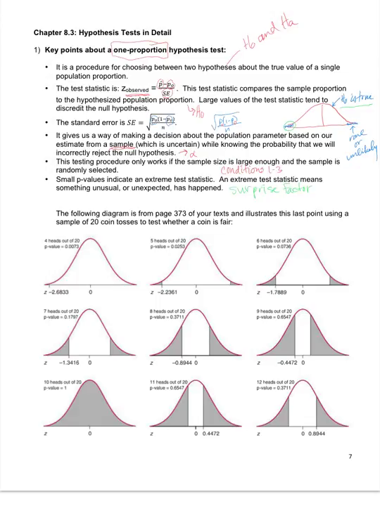All right, below we have a diagram which is from page 373 of your text and illustrates this last point using a sample of 20 coin tosses to test whether a coin is fair. So a hypothesis test to test whether a coin is fair would probably have the null hypothesis with the proportion equal to 1/2 or 0.5, and an alternative hypothesis with p not equal to 0.5. So again, note they're just saying whether the coin is fair or not. So not saying they think it's weighted more heavily to one side, they just think it's unfair.